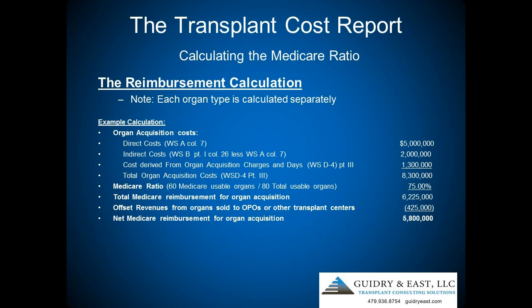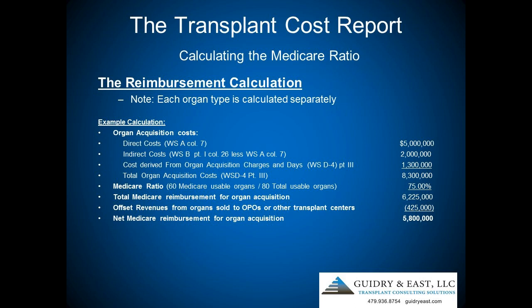To that, you would add the cost derived from organ acquisition charges and days. This is when you compile charges that you've written off, but you compile them for the cost report because they were for services provided to pre-transplant situations, and they are converted to cost by the utilization of cost-to-charge ratios and per diems. So in our example, the total organ acquisition cost is $8.3 million.